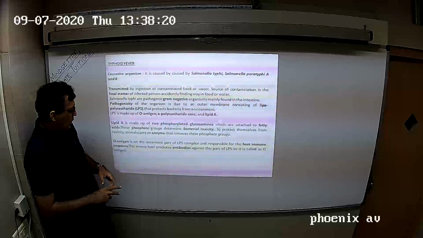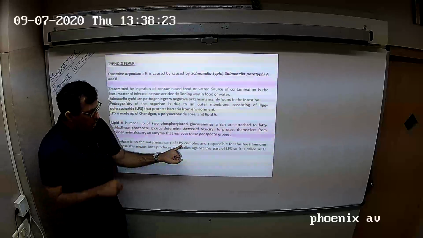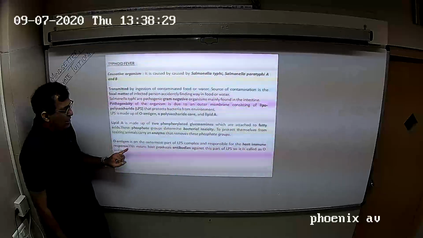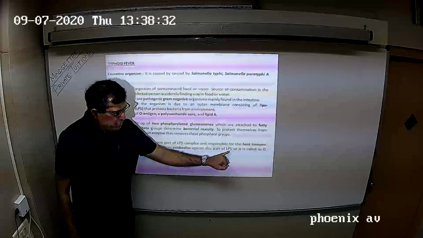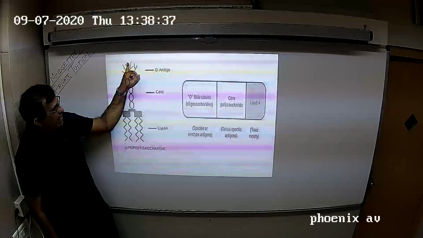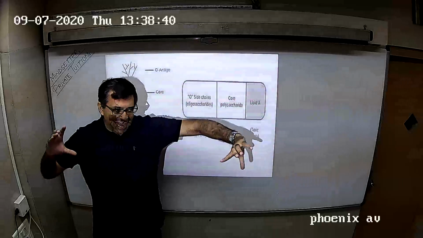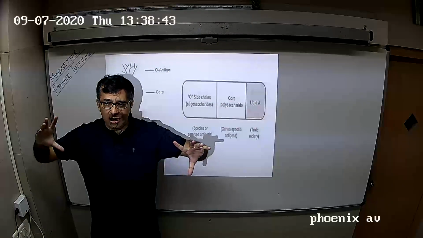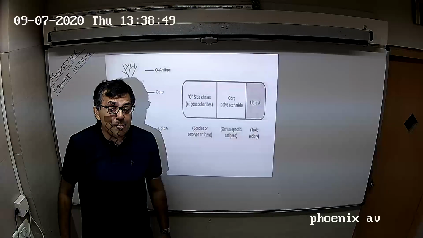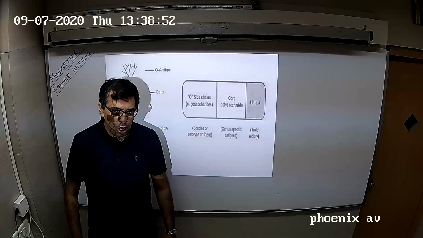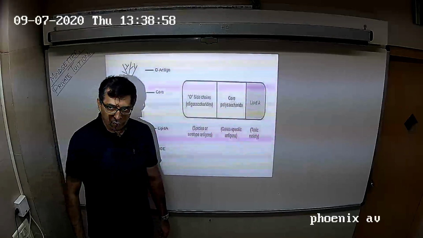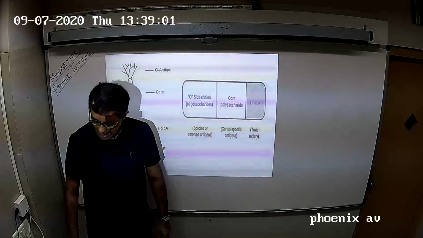And sir, O antigen is the outermost part of the LPS coat and is responsible for the host immune response. That means the host produces antibodies against this part of the LPS, so it is called O antigen. So sir, ये है O antigen which is a surface protein, and when Salmonella Typhi attacks, it is the O antigen that is read by T lymphocytes, and B lymphocytes start shooting antibodies against the O antigen. So who creates the immune response? The O antigen creates the immune response of the body against the bacteria.